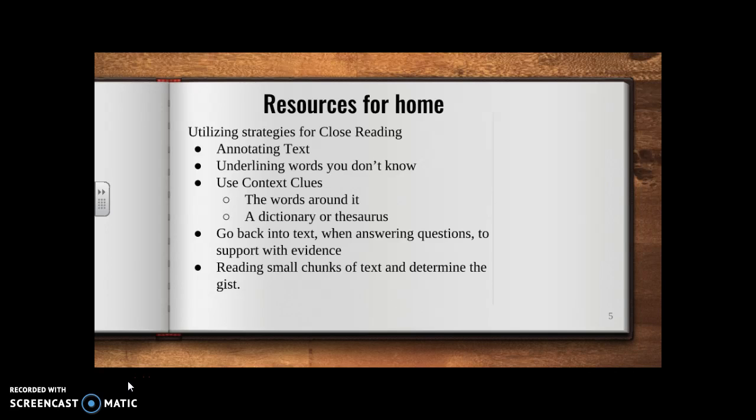One final thing that would help with success at home is to have your child reading text in small chunks and determine the gist. The gist is kind of like, what is that section about? We here at school have the students write in the margin what the gist of a particular section that they're reading is about. You can have them do that at home when they're doing research reading or even their choice reading. These are just some strategies that you could use at home to help your child have a better understanding of how to be a close reader.